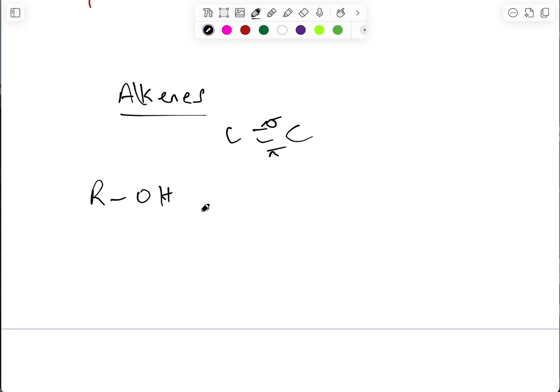So when we say dehydration, I need to talk about this. Let's say ROH, this is an alcohol. Let's pick propane, so I'm going to be propyl now. So that will be H3C-CH2-CH2, then you have OH here. So this is actually propanol.